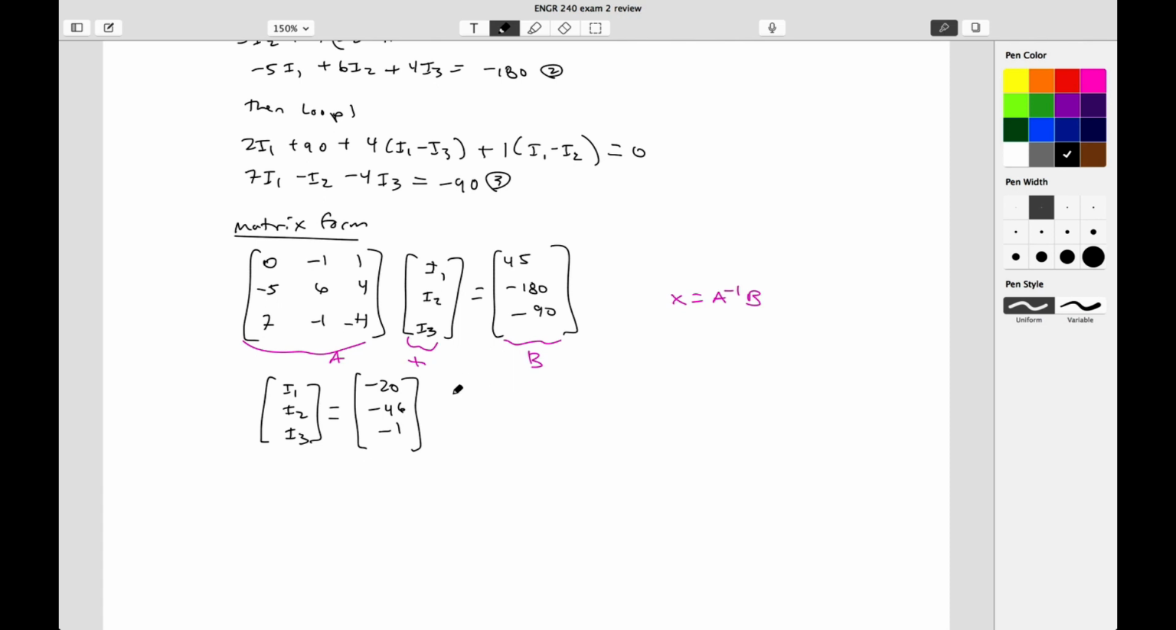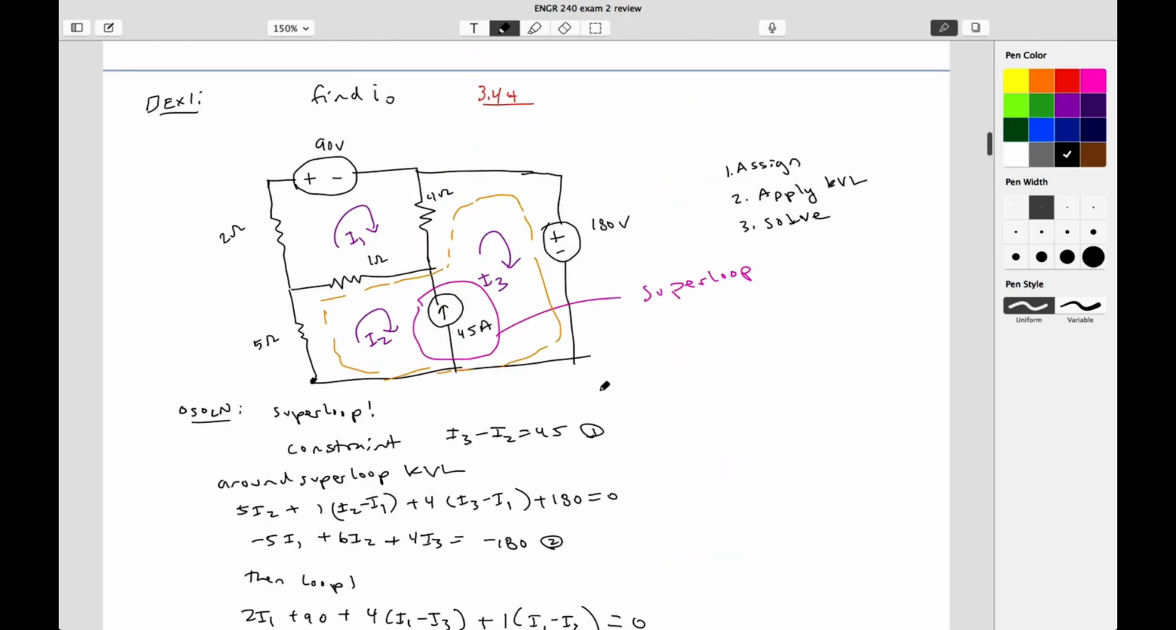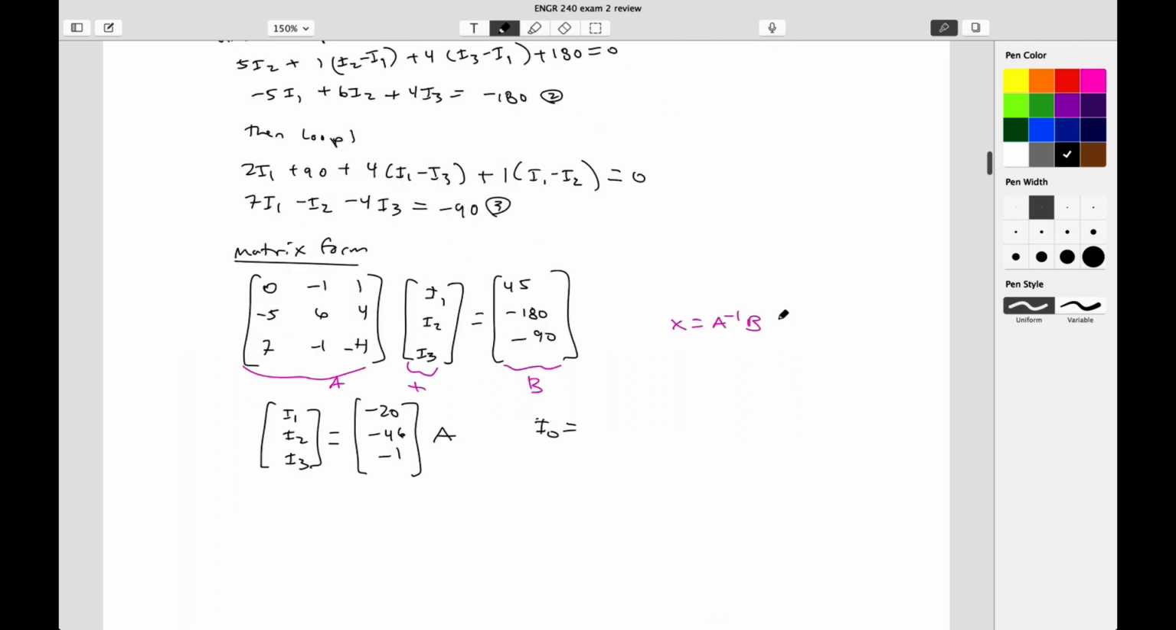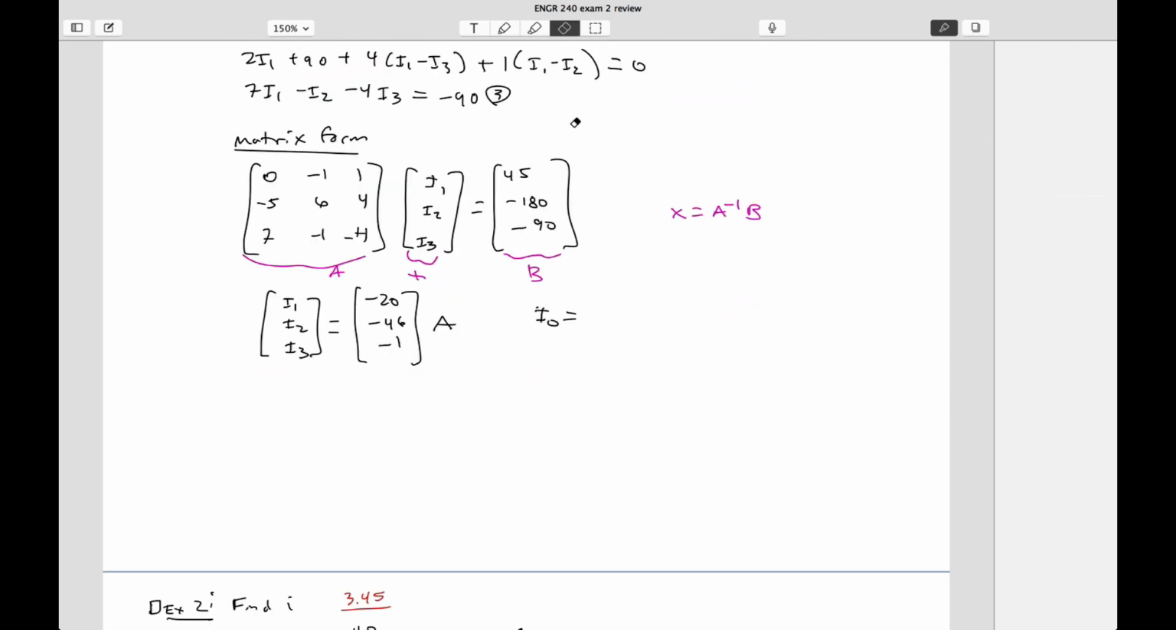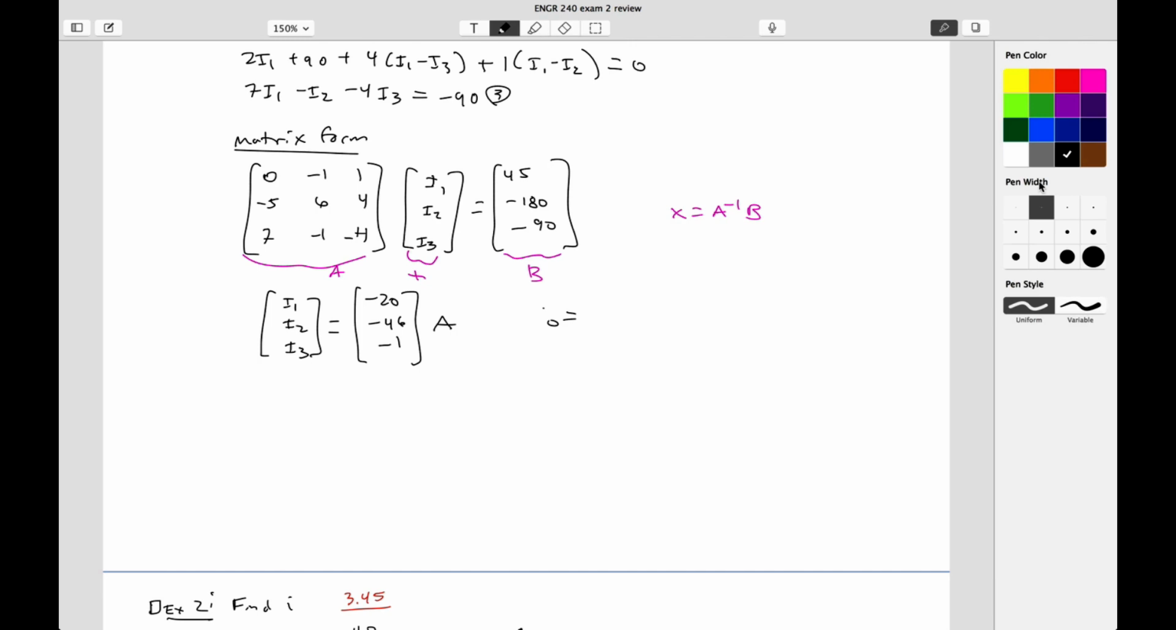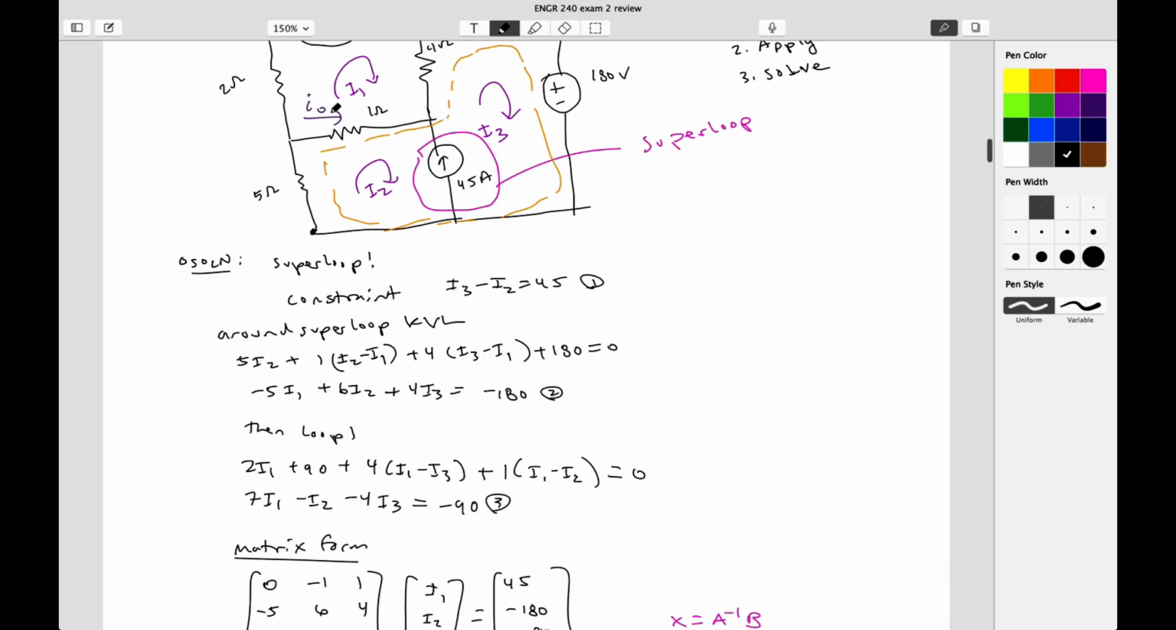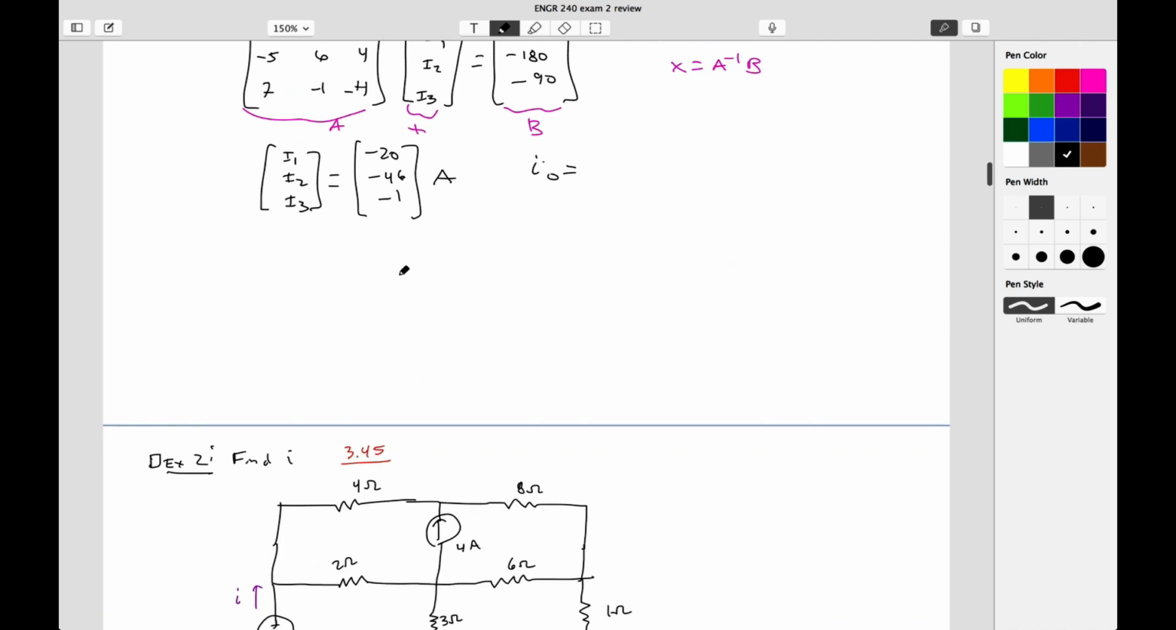All right. And what I was asked for, and by the way, these are all in amps, was I naught. I naught isn't drawn in my circuit here, but I'll draw it to make sure that I'm consistent with the problem. It's right here. All right, so I naught here, if I go back up here, I can see that it is consistent with the direction of I2. I1 opposes it, so it needs to be I2 minus I1.